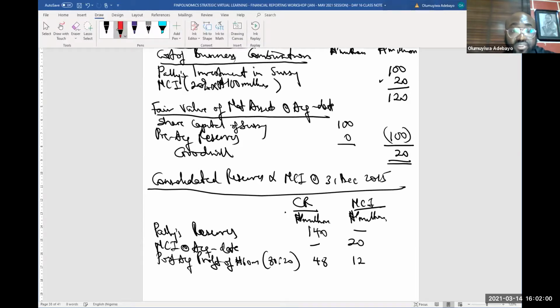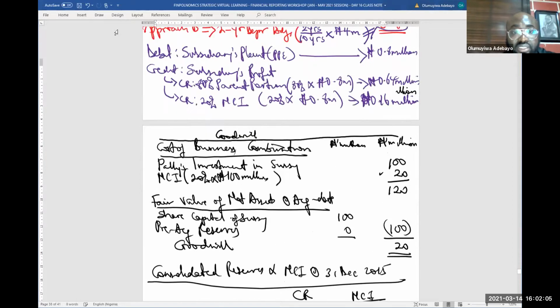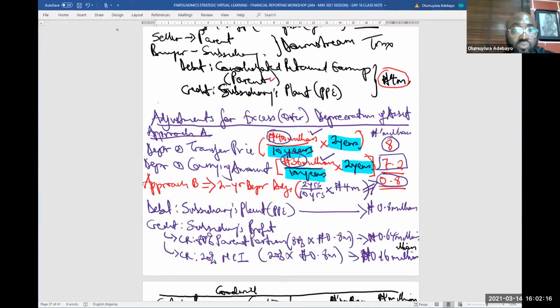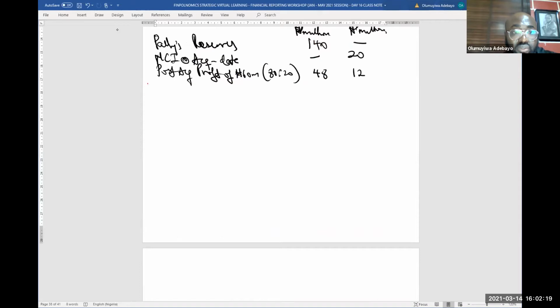And we have adjustments. The first adjustment is to charge the whole of this formula on the parent, which means deduct unrealized profits on disposal. How much? 4 million, the parent alone.